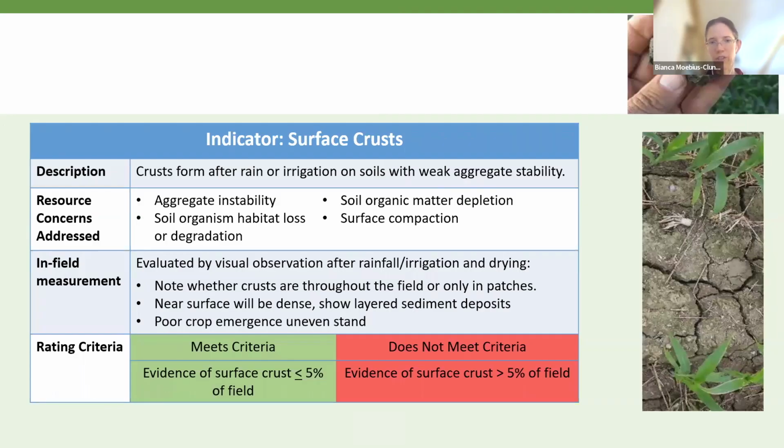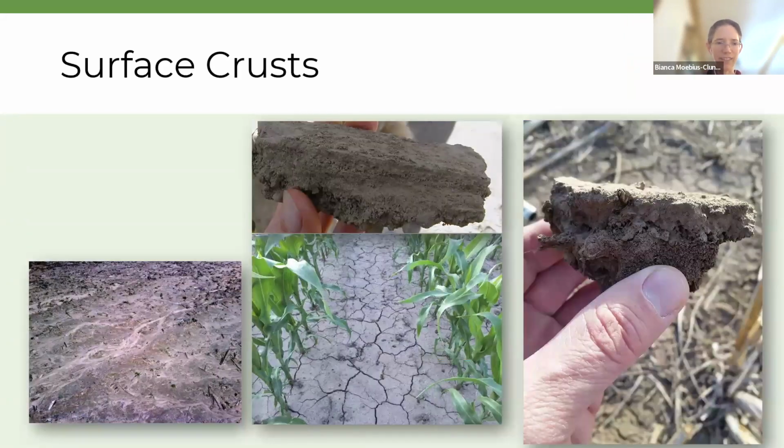Surface crusts. You can survey a field for the presence of surface crusts. And if there's evidence of surface crusts on less than 5% of the field, it's in pretty decent shape. You often have little spots where there might be a little bit of crusting. That's all right. It's good to notice. But if you've got more than that, if you've got a field that looks like this on the right, you see that kind of crusting, that kind of smoothing over at the surface. You pick up a little clod and it looks really dense at the top. Those are signs of surface crusting, and you don't want that to be the way that the field is across a lot of it.